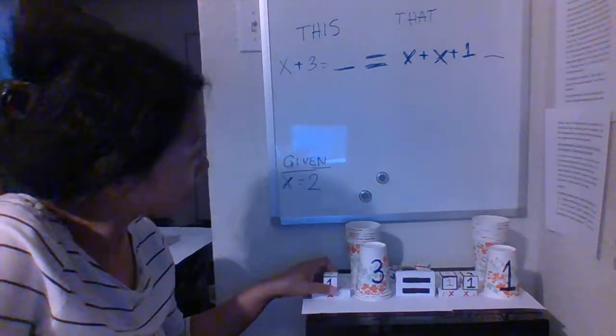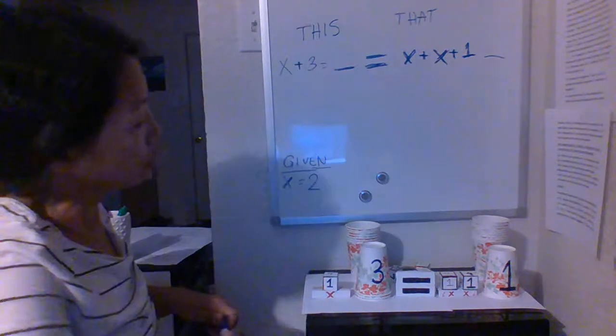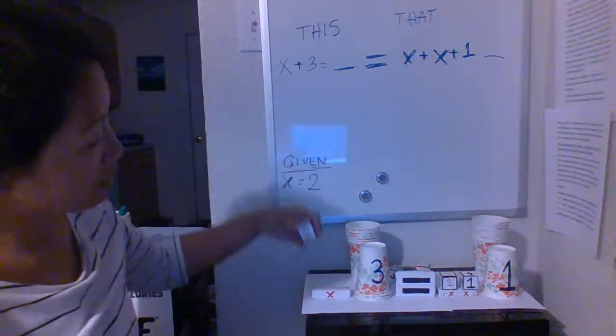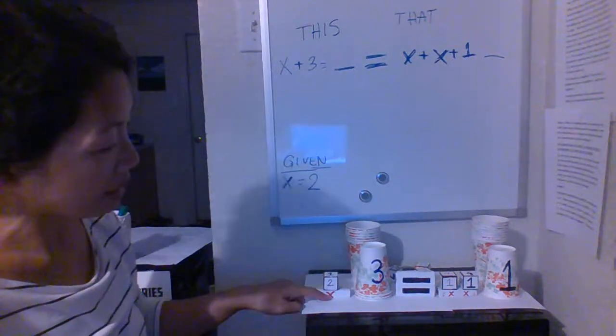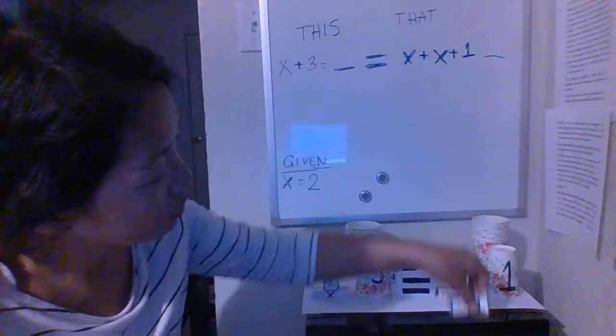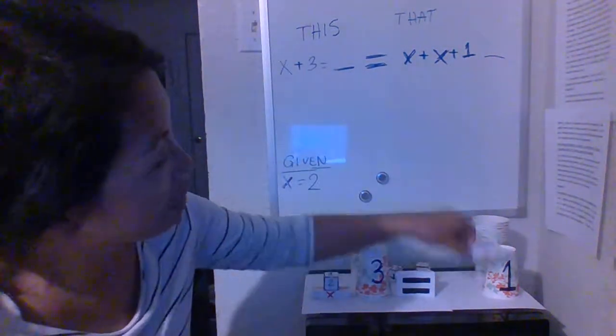Okay. So we said our given was 2. So we know through substitution we have 2. We're going to replace x with the number 2. X is now a 2. All right. And on this side, we have x plus x, correct?